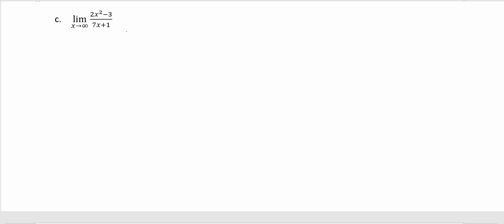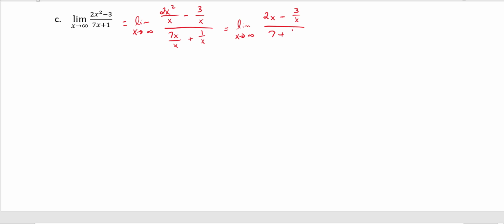So if we do that, this is going to equal the limit as x is approaching infinity of 2x squared over x minus 3 over x, all over 7x over x plus 1 over x. Simplifying this, we get the limit as x is approaching infinity of 2x minus 3 over x, all over 7 plus 1 over x.